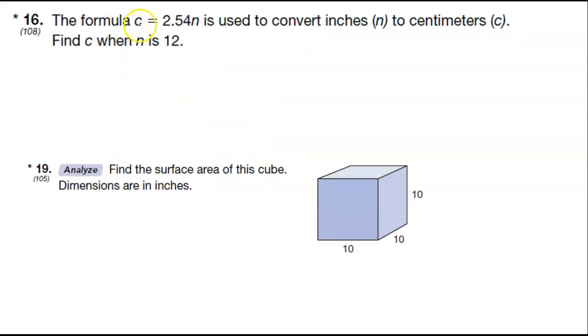All right, the formula C is equal to 2.54 times n converts inches to centimeters. Find C when n is 12. So C is 2.54 times n. I'm going to plug and chug this. C is equal to 2.54 times 12, which is 30.48.